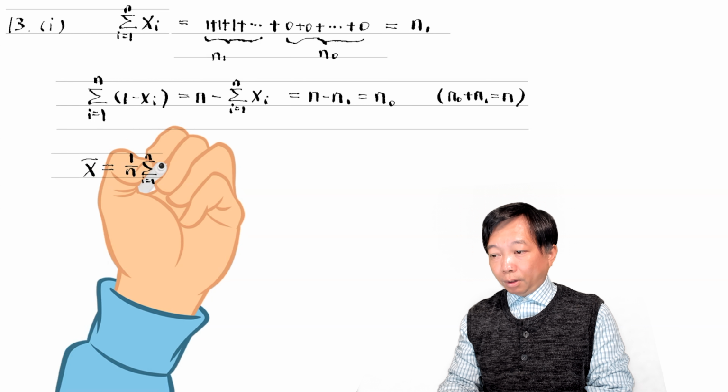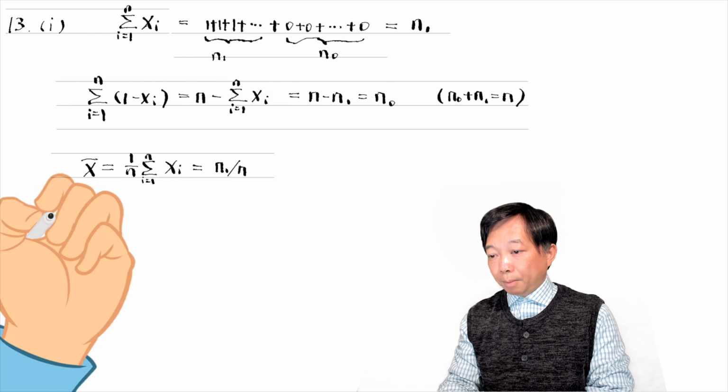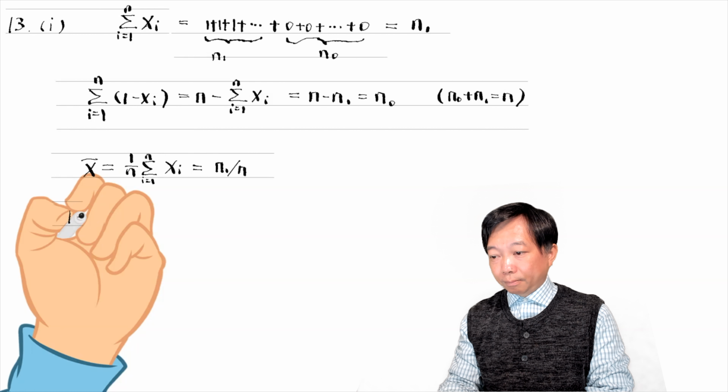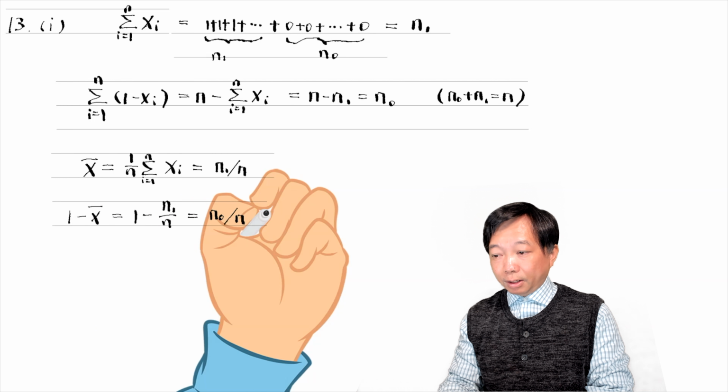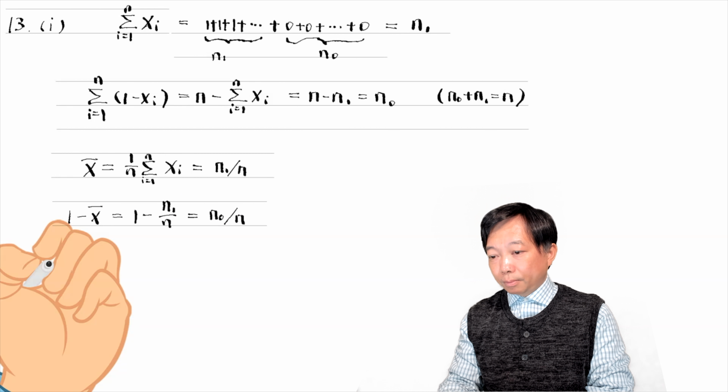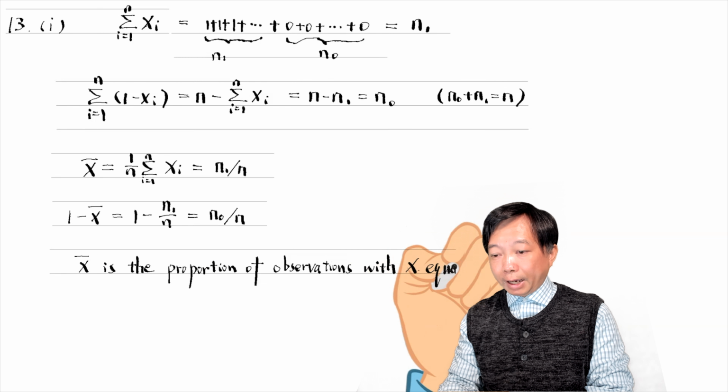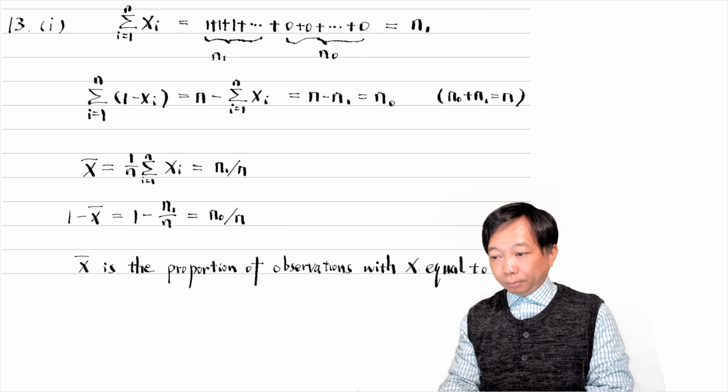The sample mean of x is equal to the sum of xi divided by n, which is n1 over n. 1 minus x bar is n0 over n. The sample mean of x is the fraction of observations with x equal to 1.